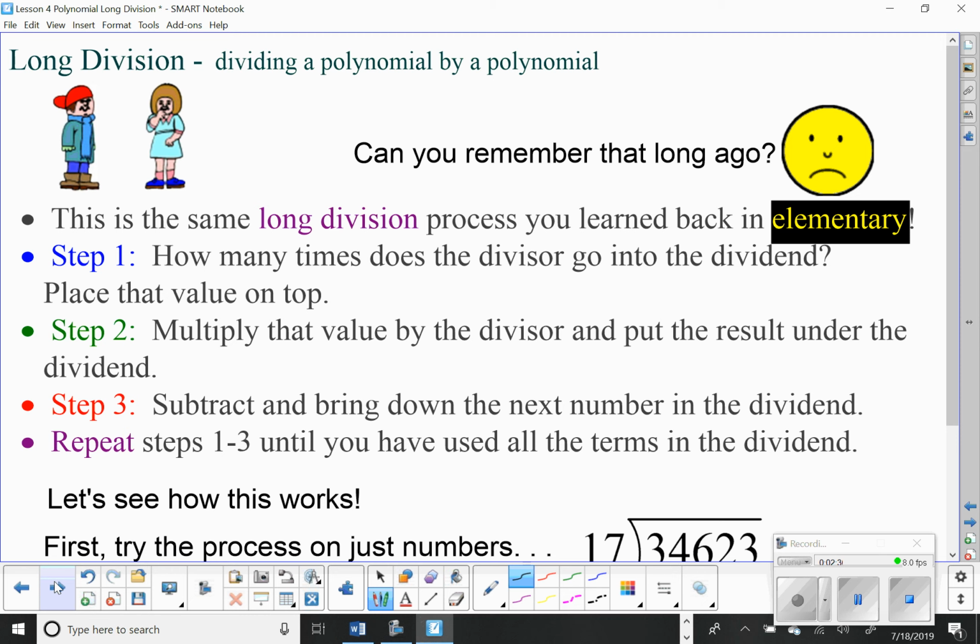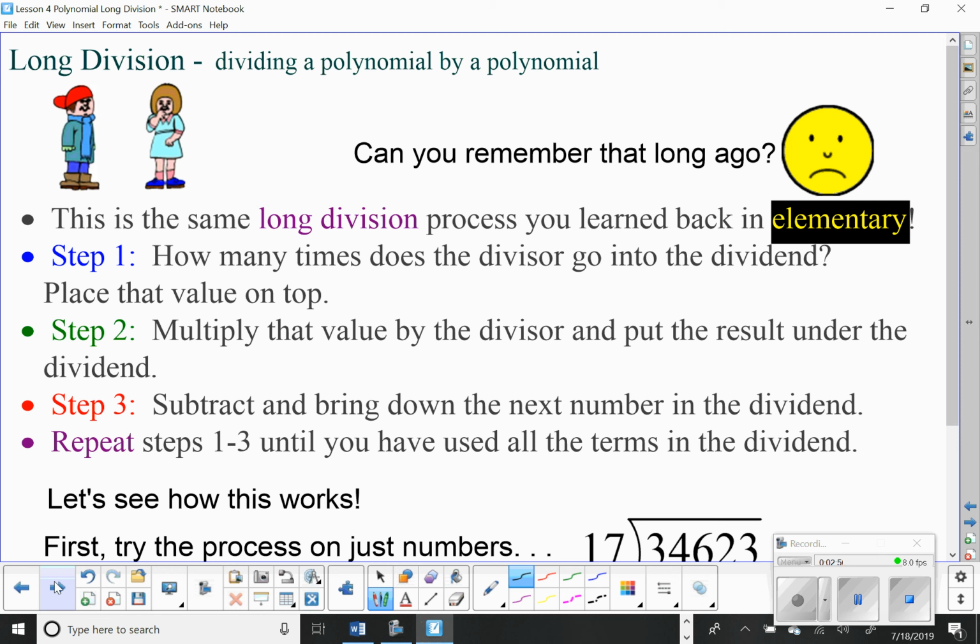All right, long division. Dividing a polynomial by a polynomial. Ooh, this was long division. This was in elementary school. Can you remember that long ago? Well, trust me, it was longer for me than it was for you. This is the same long division process you learned back then.